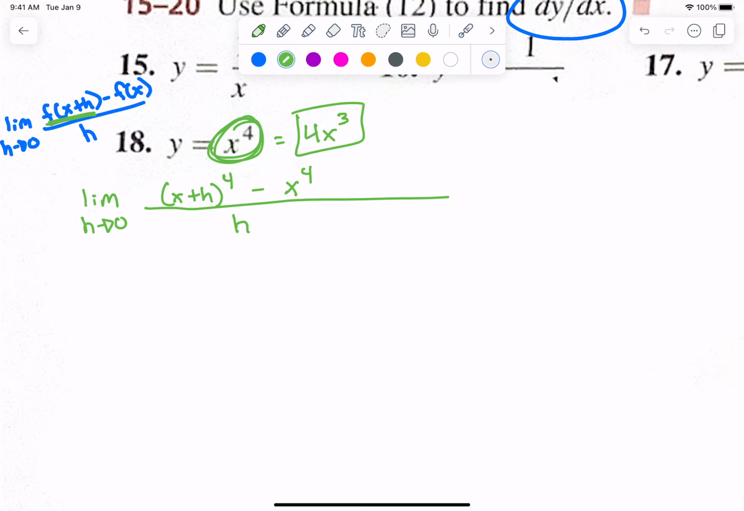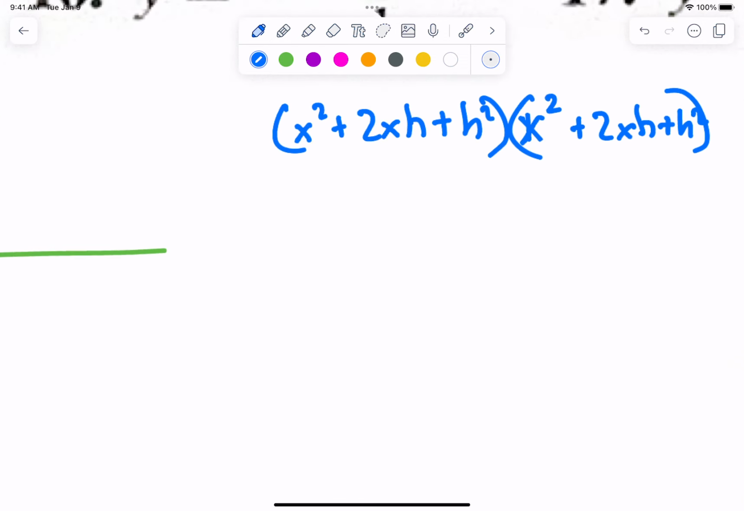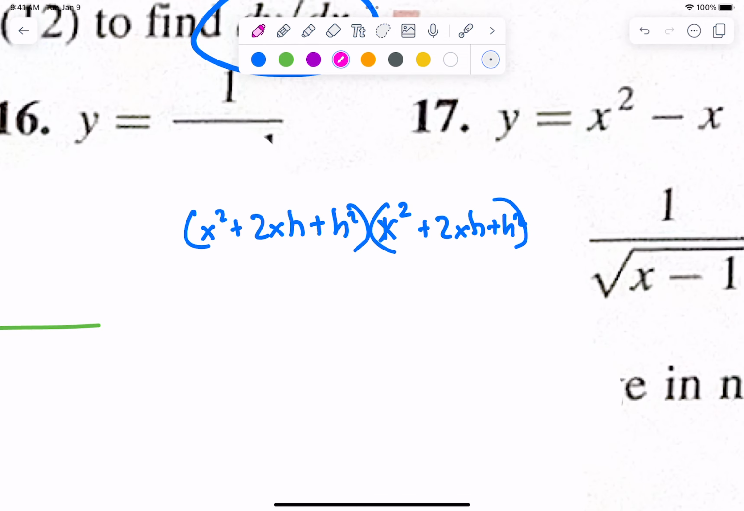Okay, this is what we're foiling out. We've got to do x plus h to the fourth power. We just did x plus h squared up above, right? So we've got to foil it and foil it again. x plus h squared was x squared plus 2xh plus h squared. So I just have to do it twice. You remember that? Okay, now we either foil it or just distribute.